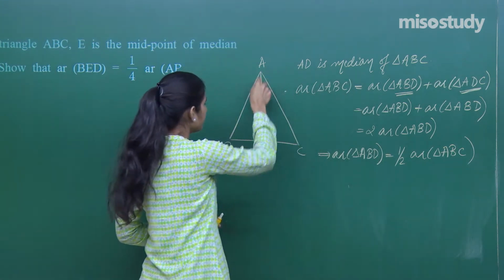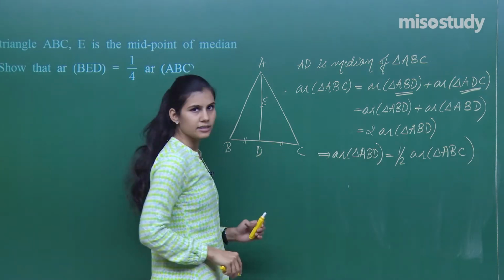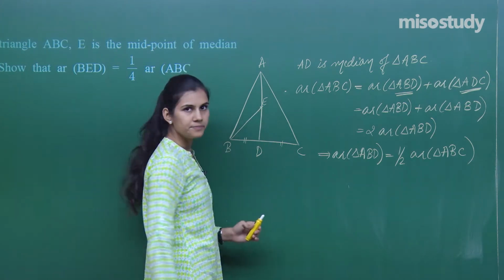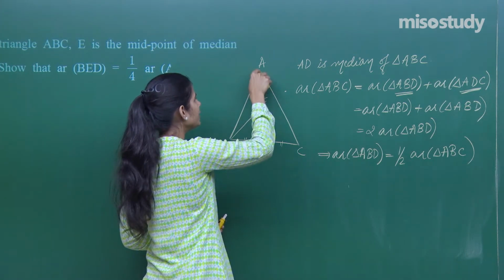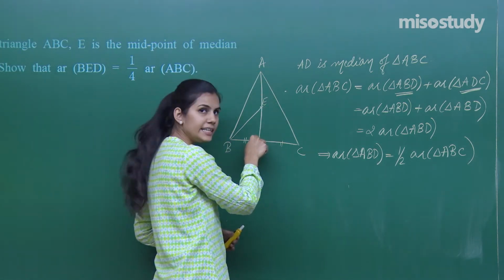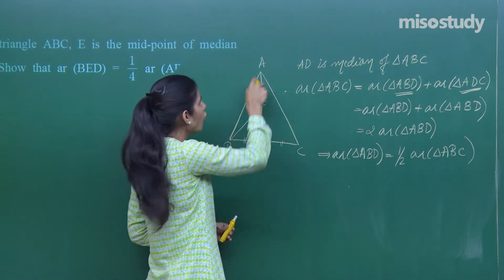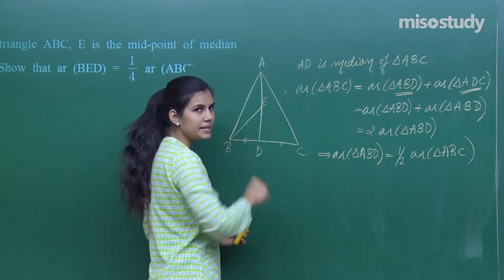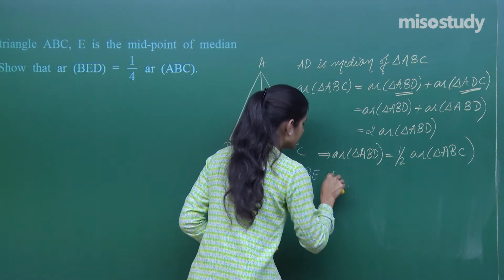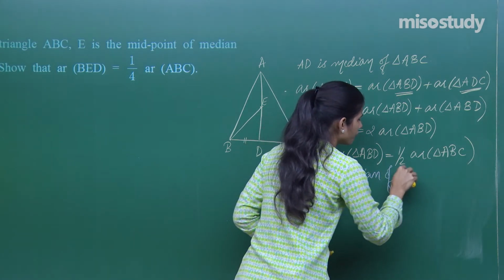Now please see, if AD is the median, when do I say AD is the median? When D is the midpoint of BC. If I know E is the midpoint of AD, when I will be joining B with E, then BE will be the median of triangle ABD, because E is the midpoint of AD, which is the side opposite to the vertex B. Therefore, of triangle ABD, BE is the median.